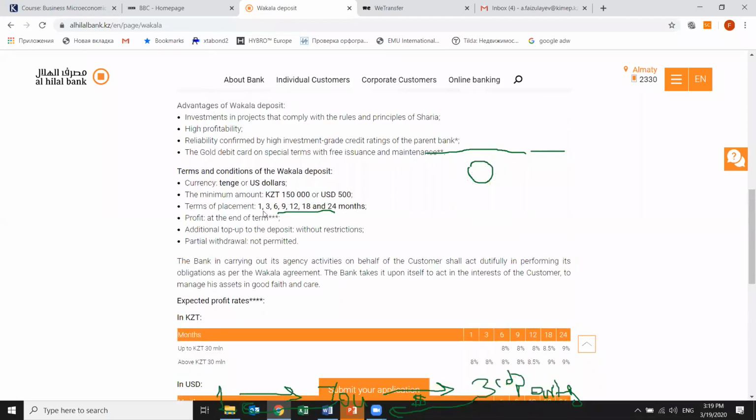Now, as you can see, let me go with an example in here. We agree that we are going to put our money for 9 months. We're going to put $500. No, you pay the fee in Wakala as well.